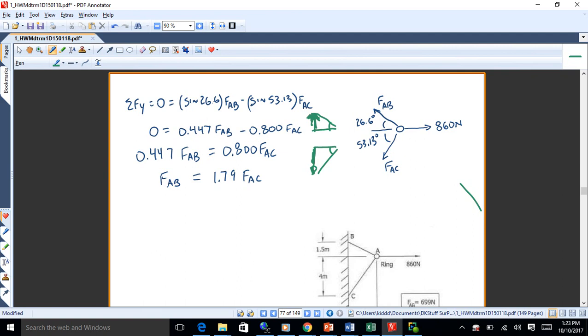And that gets me the two y components. I've got the AB is up and AC is down. So when I run those numbers, I get 0.447 FAB minus 0.8 FAC is 0. So I can work through that and get that FAB is 1.79 times whatever FAC is. So that's the ratio between AB and AC.